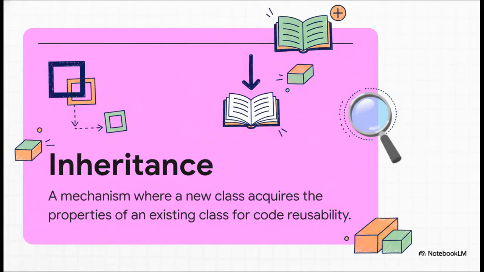So here's the core idea. Inheritance is a mechanism where a new class, let's call it a child class, just automatically gets all the properties and behaviors of an existing parent class. What does that mean for you? It means you only have to write the code for what's new or different. I mean, think about that. It saves a ton of time and cuts down on so many potential errors.